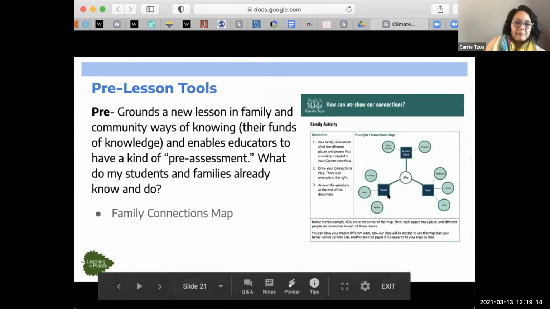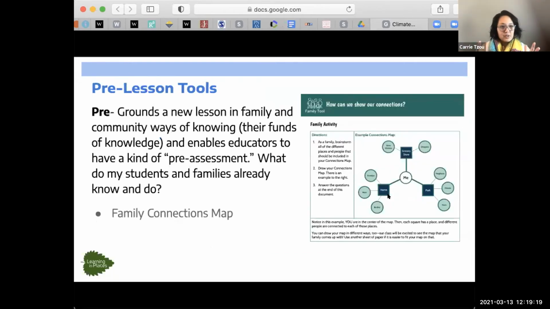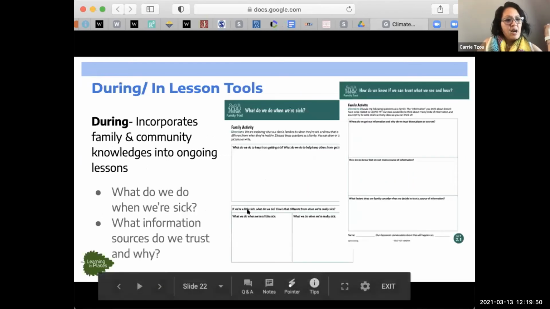We also have pre-lesson tools. Pre-unit tools are before you begin the whole thing. Pre-lesson tools are like, send this home to families before you teach this lesson. I'm going to engage you in one of these today. What they do is ground a new lesson in family and community ways of knowing. As an educator, you get a kind of pre-assessment, although it's not as formal as an assessment, to get the lay of the land of what your kids are coming into this lesson with. What family and community knowledges are they coming into a lesson with?